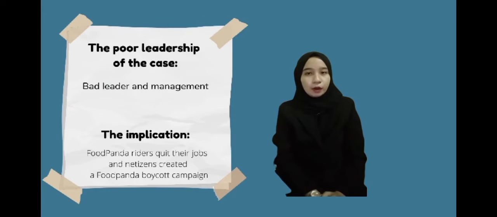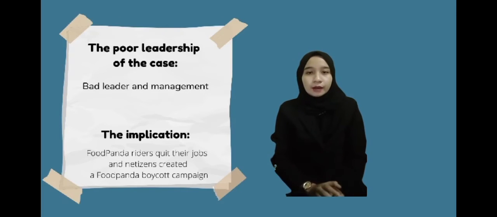The poor leadership in this case is bad leadership and management. As already mentioned, the Foodpanda leader has been said to be an arrogant person. This is because the head of Foodpanda did not discuss the change with the riders first and hear complaints from the riders about this issue.